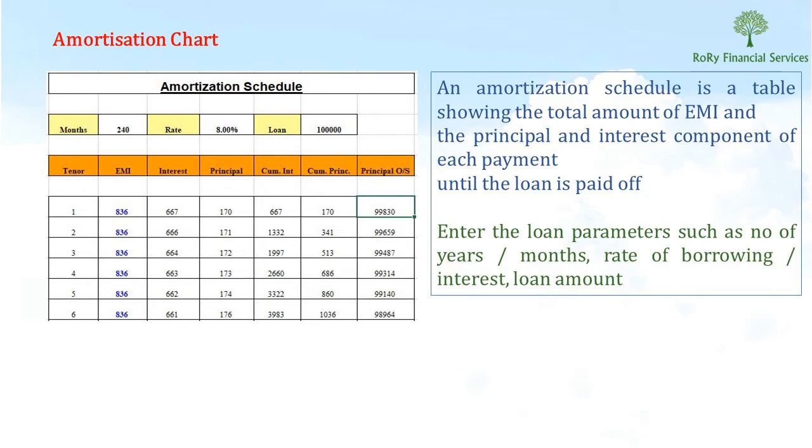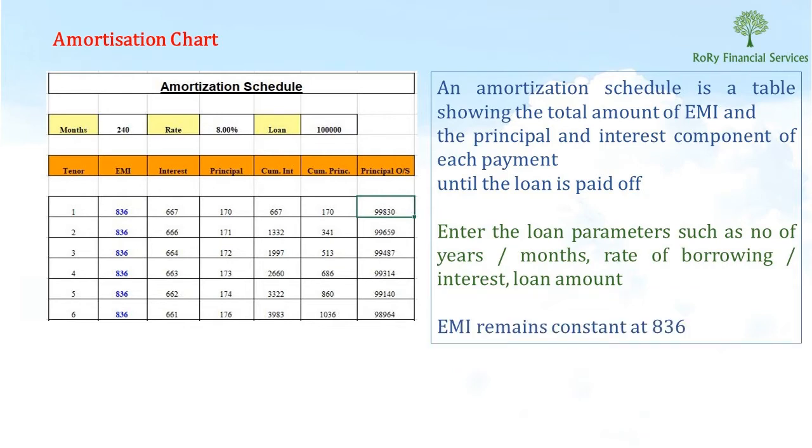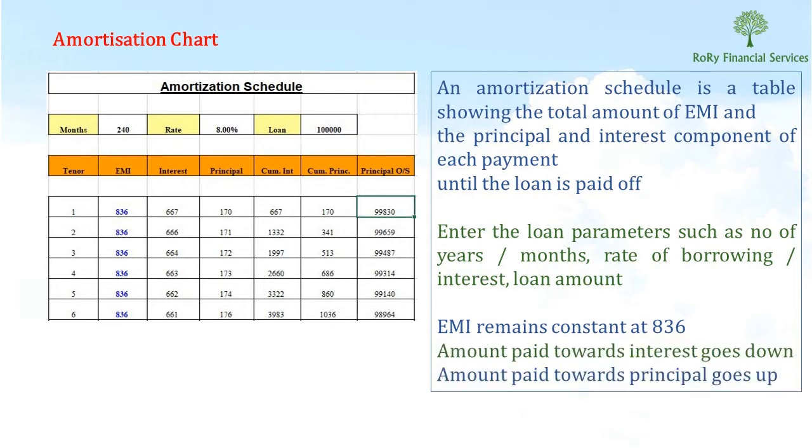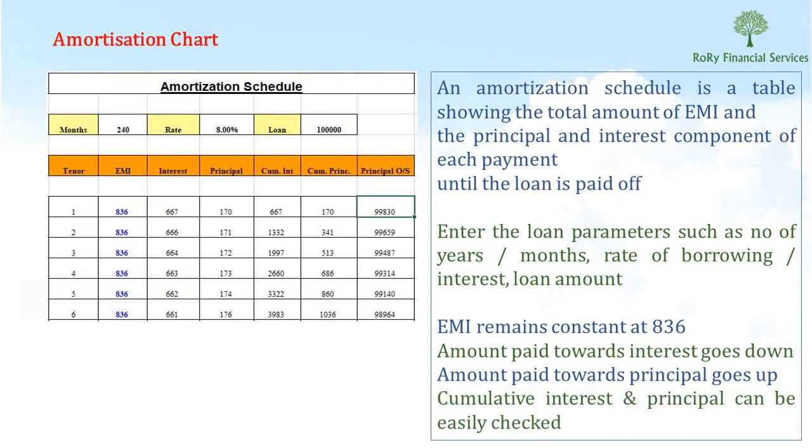Therefore, to pay off this loan of 1 lakh in 20 years at the rate of 8%, I will be paying an EMI of 836 rupees per month. Now, the first EMI that I pay will have two components, which is the interest and principal. Interest is 667 rupees and principal is 170 rupees, right? And so on and so forth. Now, EMI remains constant at 836, but the amount paid towards interest goes down and the amount paid towards principal goes up.